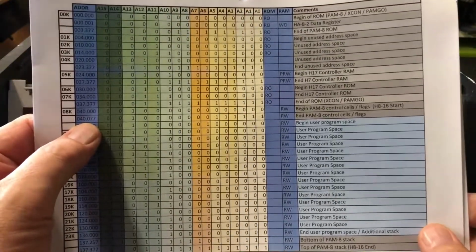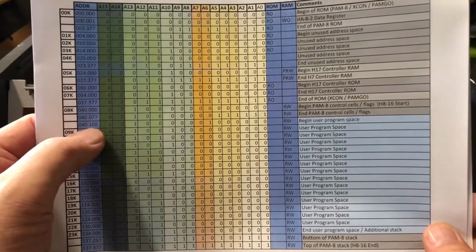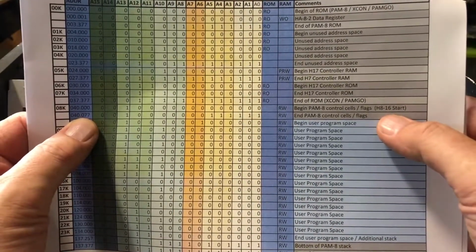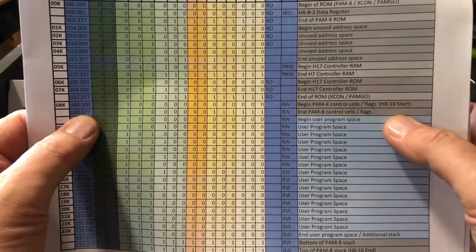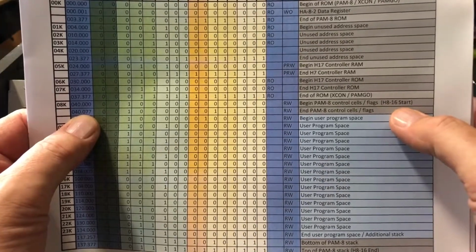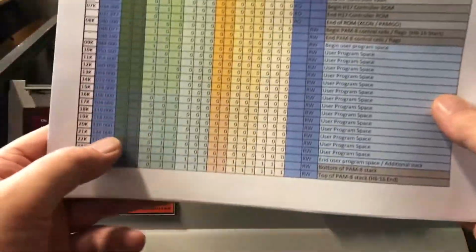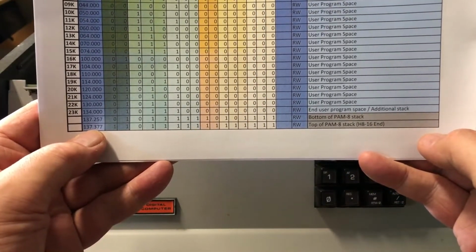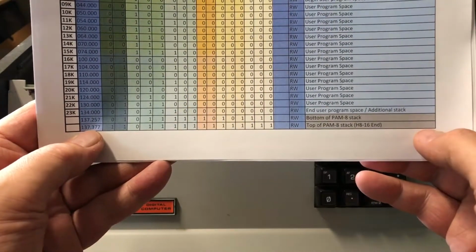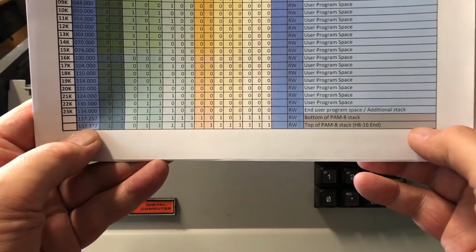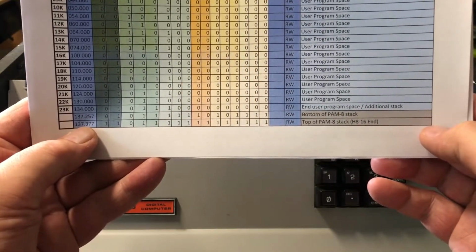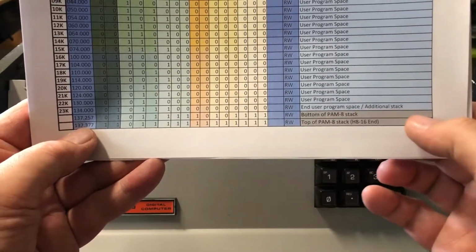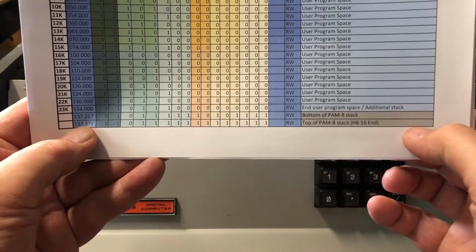We'll go ahead and look in the space of 040000 through 040077, and that's where the PAM 8 control cells and flags live. It's also where the H8-16 RAM card starts. That card goes all the way up through 137377, which is the last address that card provides. The 8080 stack pointer is set to the top of memory that is found. So in this case, the PAM 8 stack will end up here.